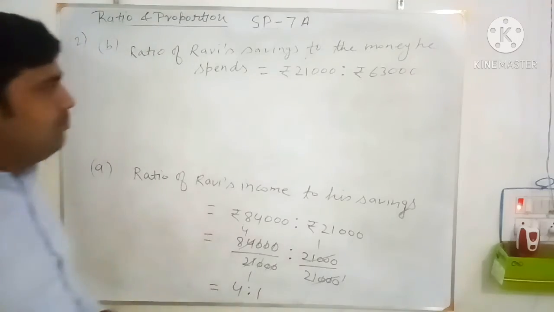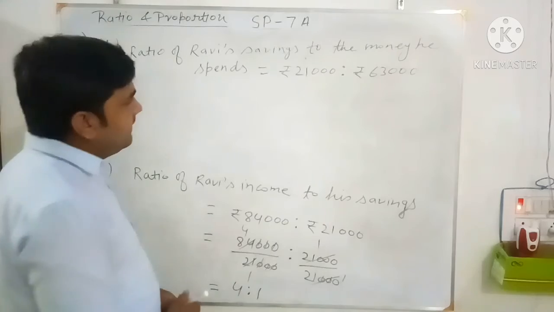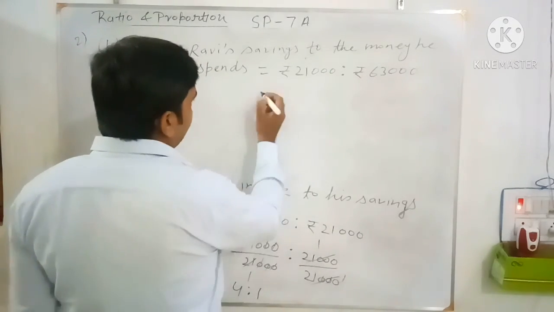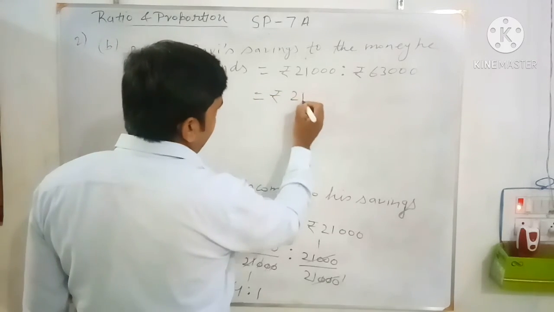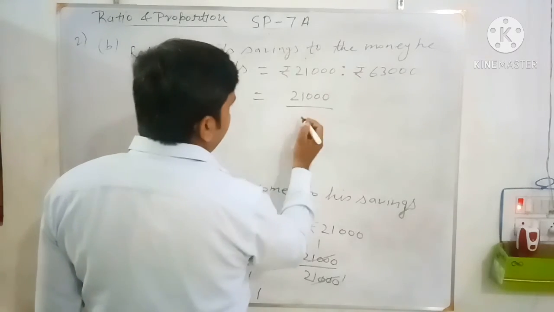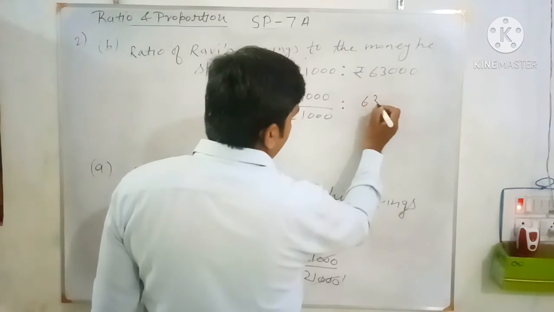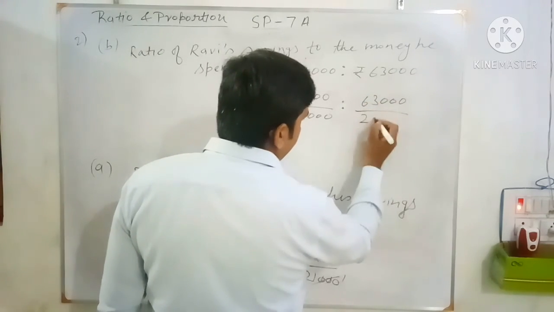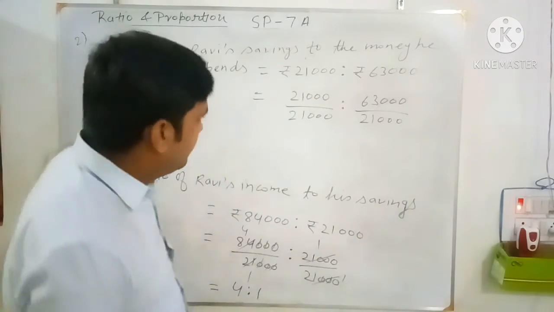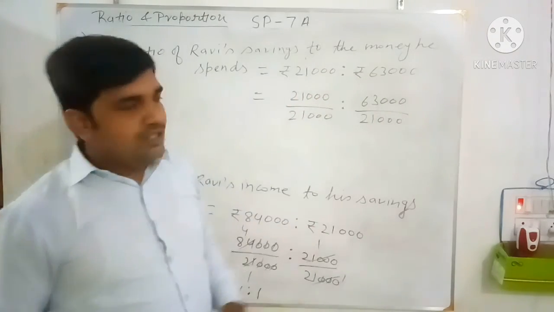Now here also the units are same, both are rupees, and the HCF of 21,000 and 63,000 is 21,000. So divide each term of the ratio by 21,000. 21,000 divided by 21,000 is 1. 63,000 divided by 21,000. So I am dividing each term of the ratio by 21,000, which is the HCF of these two terms. The first term of the ratio is called the antecedent and the second term is called the consequent.